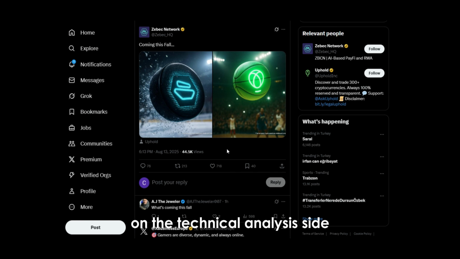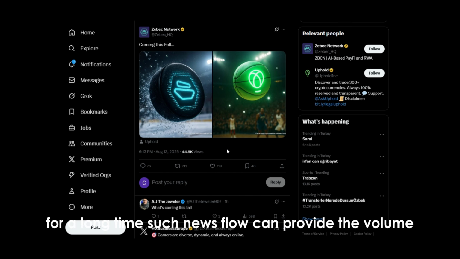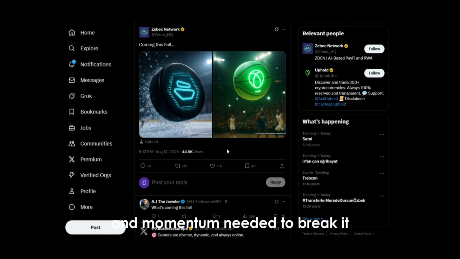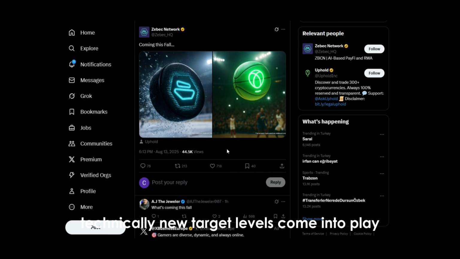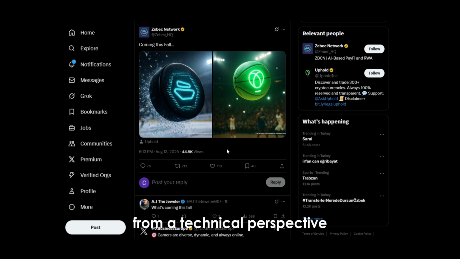The expectations created in the market by the photo shared by Zbcn can also have reflections on the technical analysis side. For example, if there is a resistance level that the price has been unable to break for a long time, such news flow can provide the volume and momentum needed to break it. Once the resistance is broken, technically, new target levels come into play, and the price enters a new upward zone in the eyes of investors. This reinforces the news's effect from a technical perspective.